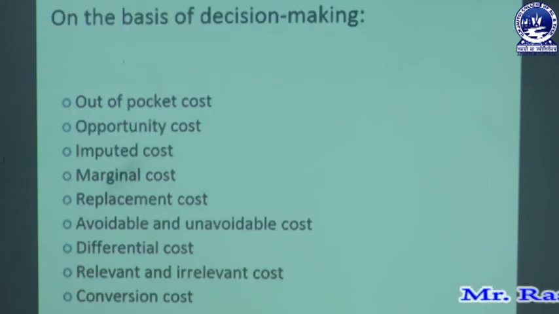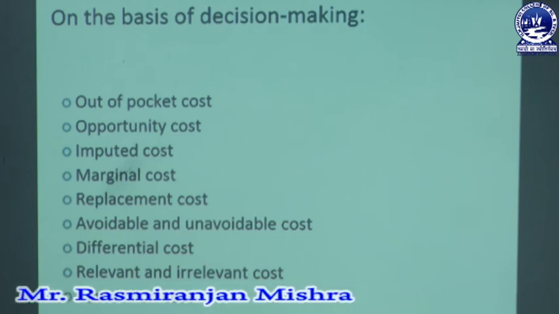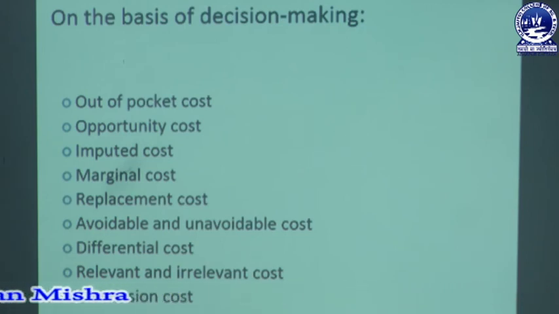Then on the basis of decision making, there are different types of cost. Out of pocket cost means the cost which generally involves a huge amount of expenditure, generally a cash outlay. That is called an out of pocket cost. Opportunity cost means by incurring a certain amount of investment, the benefit we arrive at by investing that amount of cost is called an opportunity cost.